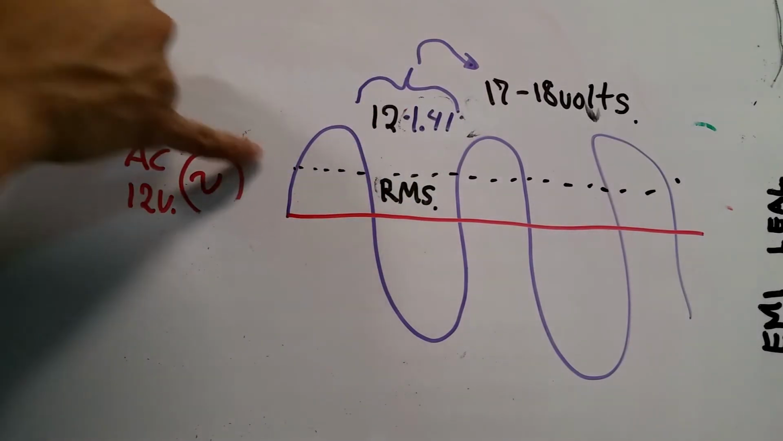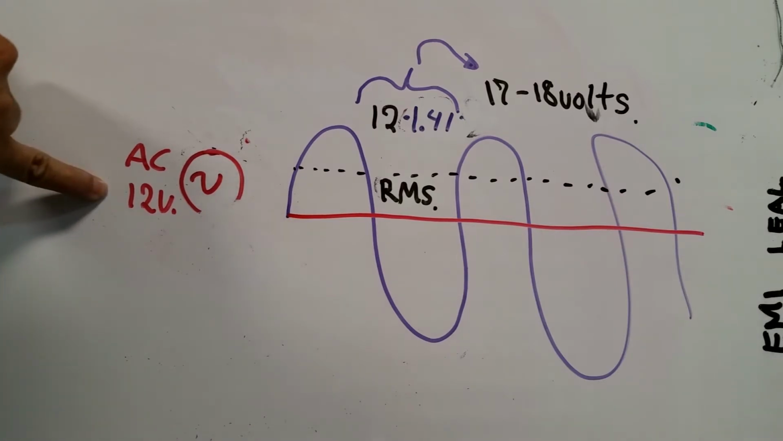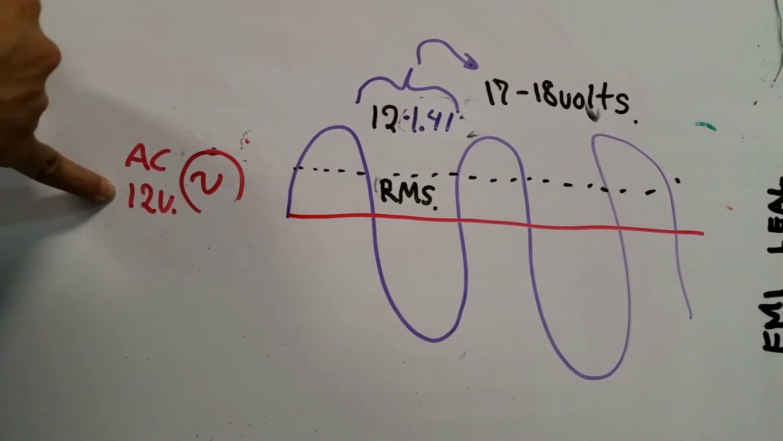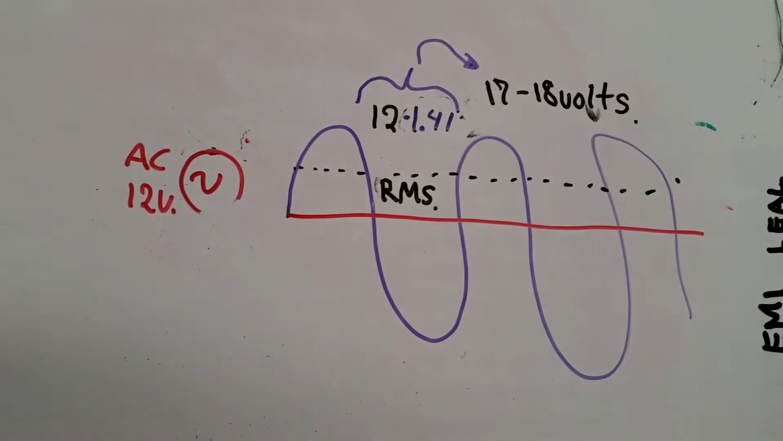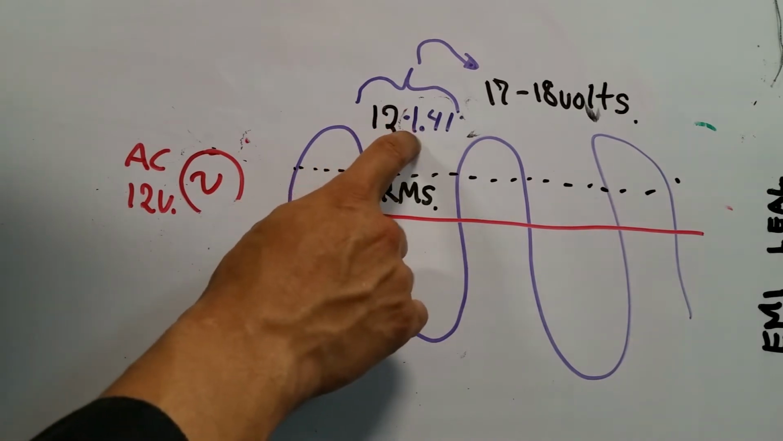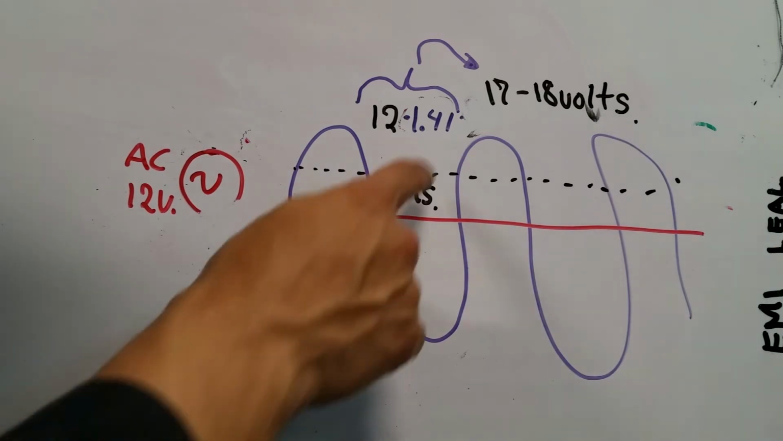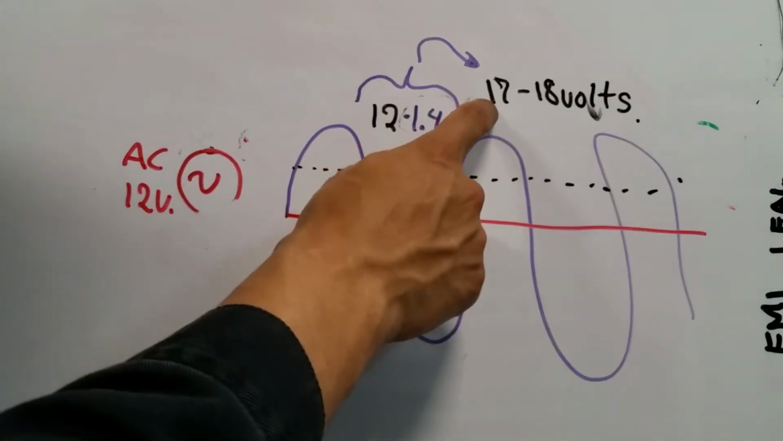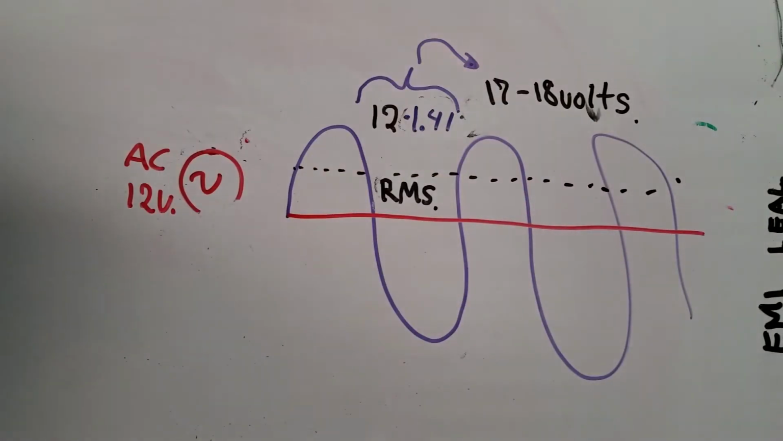12 volts is RMS. If you buy a 12 volt power supply, it says 12 volts, which is given in RMS. If you measure it with a multimeter, you will get RMS. But if you multiply that by 1.41, as I explained in the AC and DC video, I get somewhere roughly between 17 and 18 volts. I don't have a calculator, so that's why I'm giving you those values.